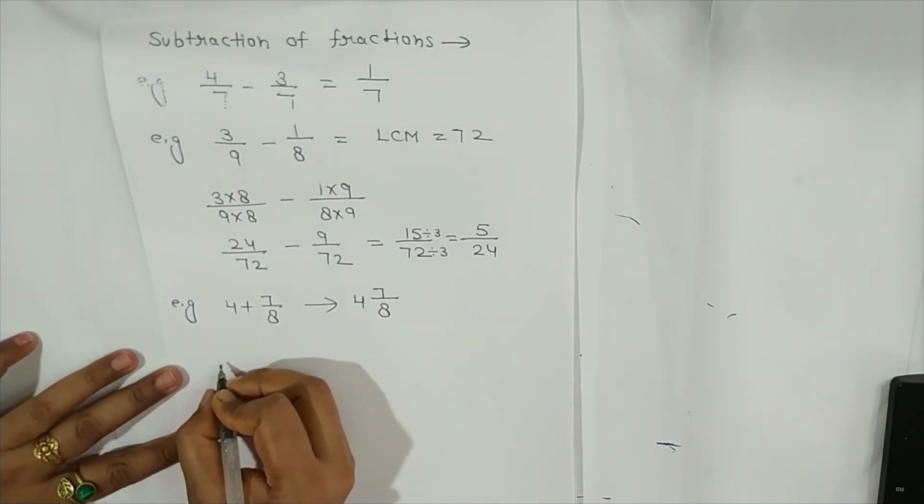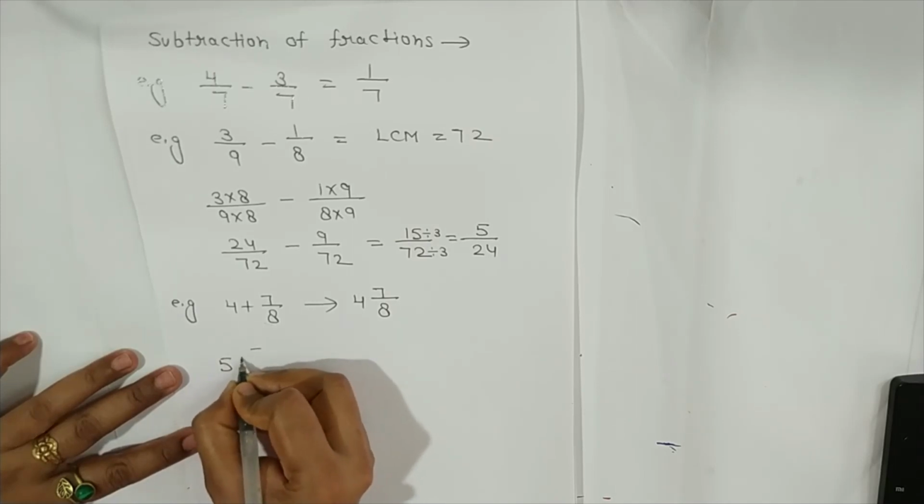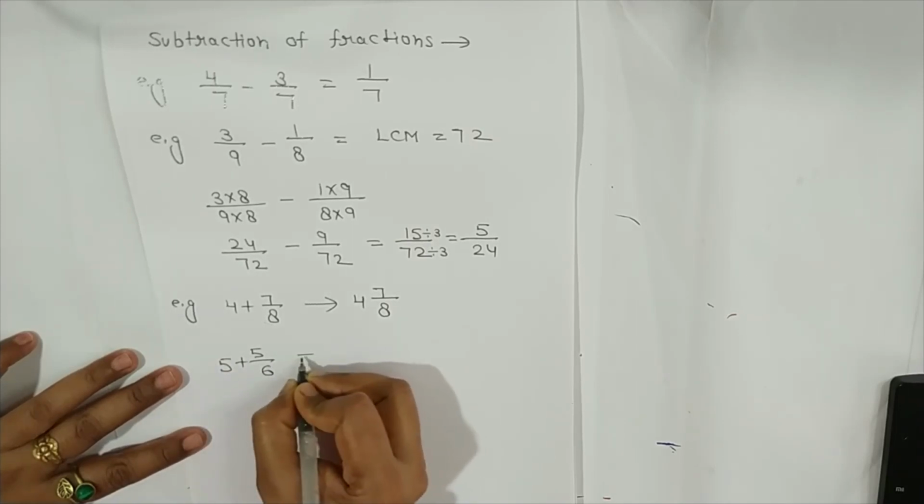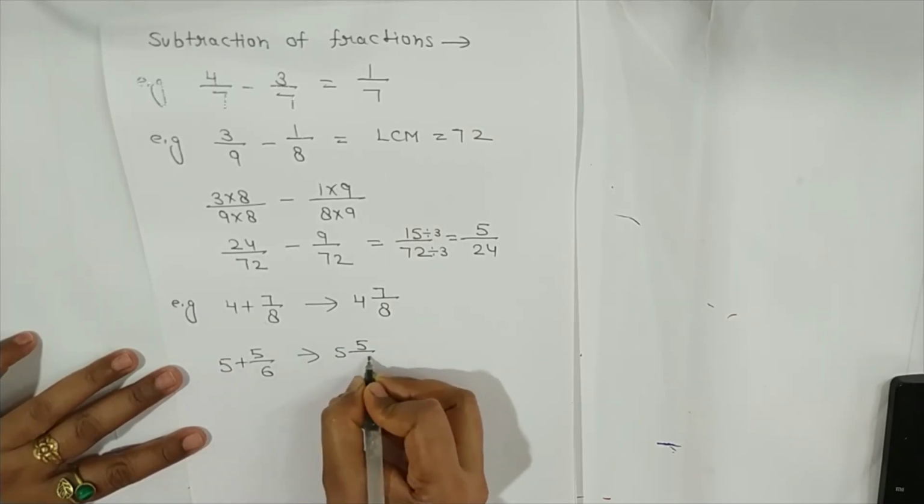Similarly, 5 plus 5 upon 6 can be written as 5 5 by 6.